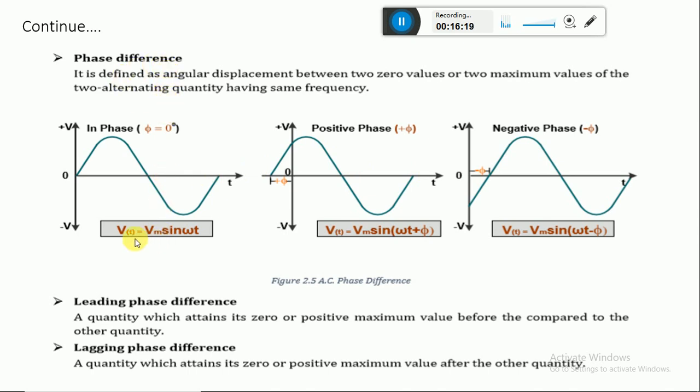Here the Vt is defined as Vm sin omega t. If there is a phase difference, meaning this wave is behind the reference, it is omega t plus phi, and this wave is ahead of the reference, so it is omega t minus phi. This is called phase difference. It is defined as the angular displacement between two zero values or two maximum values of two alternating quantities. Leading phase difference and lagging phase difference are the types of phase difference. This wave indicates the lagging waveform, and this indicates the leading waveform.